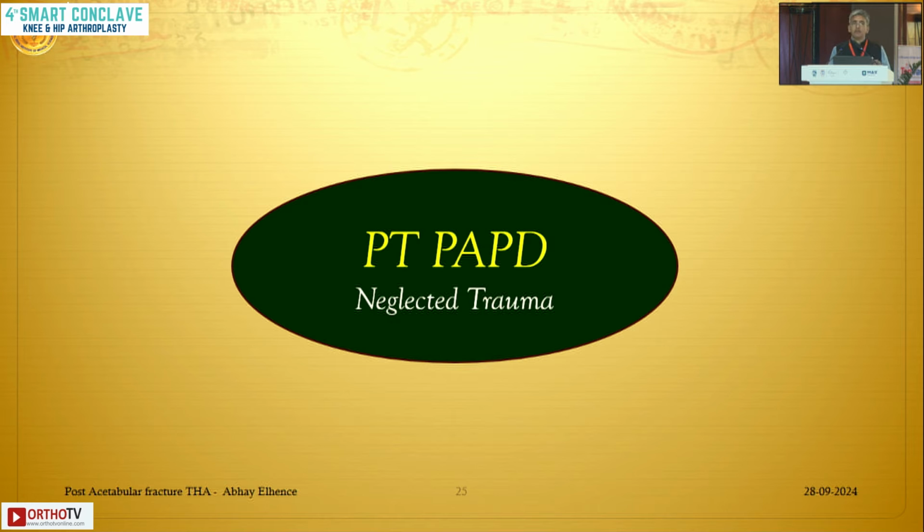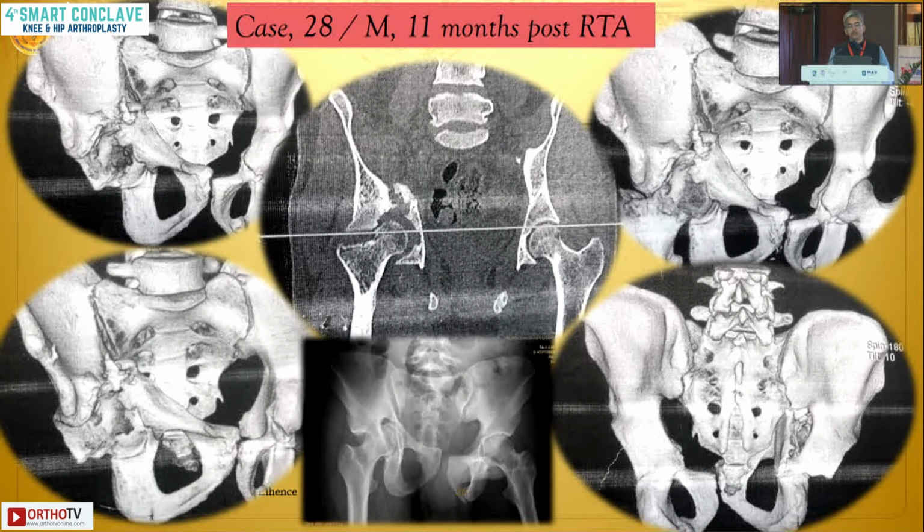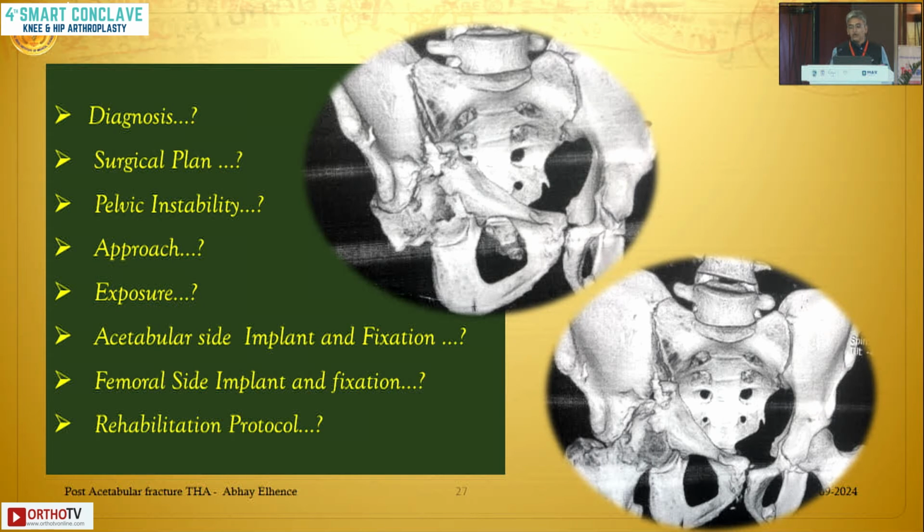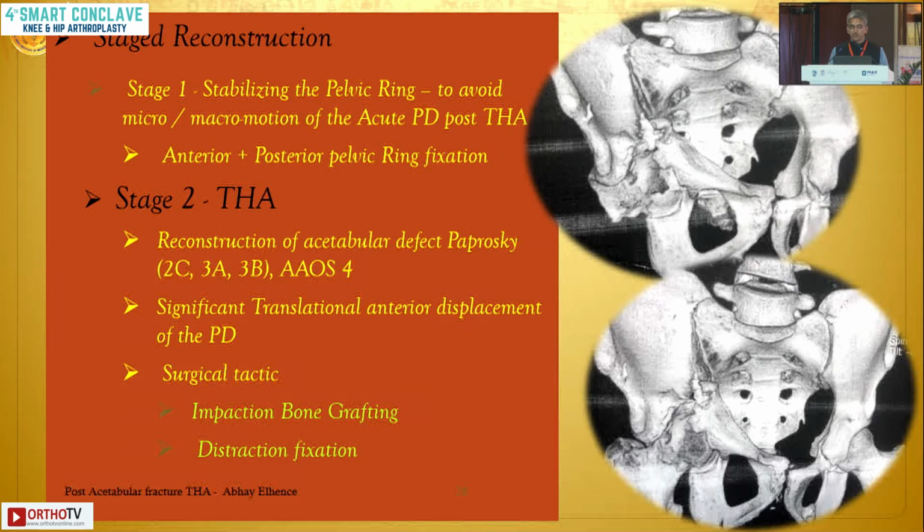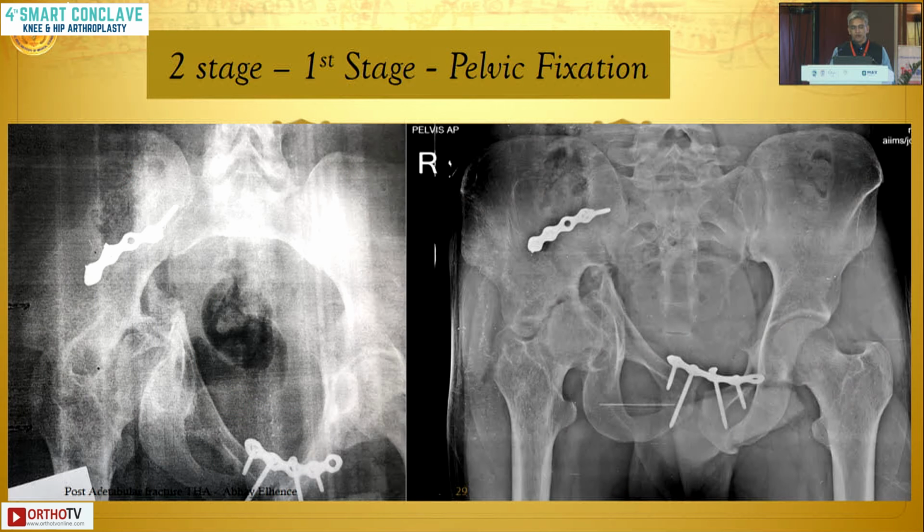So post-acetabular fracture pelvic discontinuities, which is essentially a transverse fracture non-union, is something which we see fairly often with post-acetabular fracture complications. Another young patient, 28 years old, 11 months post-road traffic accident, did not get any treatment. So he's got an ischiopubic segment which has migrated inferiorly and rotated. So the basic question is: does the patient have pelvic instability, what approach do we use, what exposure, and what kind of fixation and rehabilitation protocols. So these were the choices that we were dealing with.